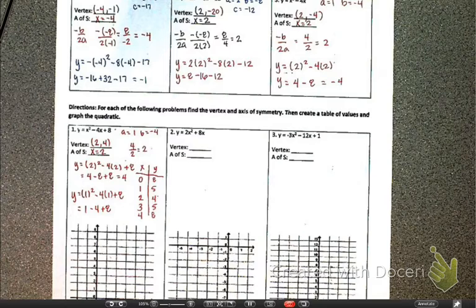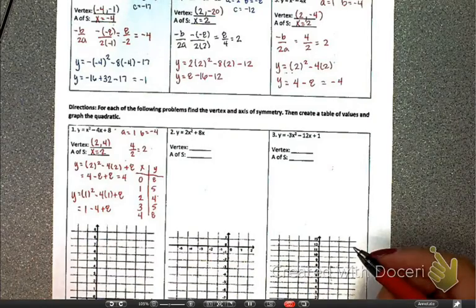Before I actually graph this, what is my orientation? Up. What is the shape? No change, because A is 1. If your graph doesn't face up and it's not a normal graph, you did your table of values wrong, and you should fix it. So let's plot these points.